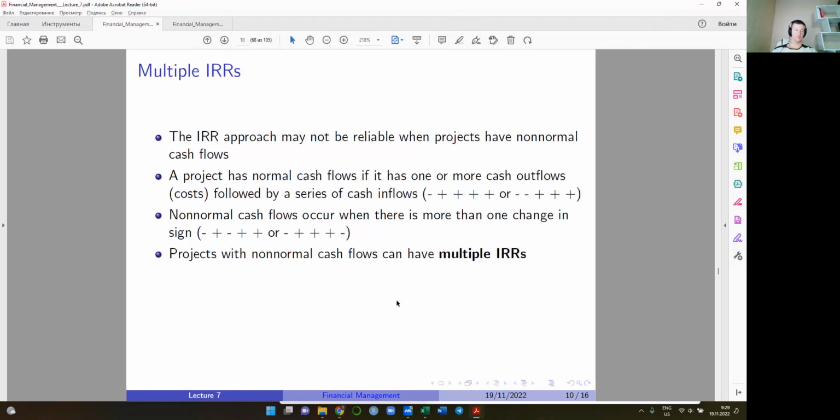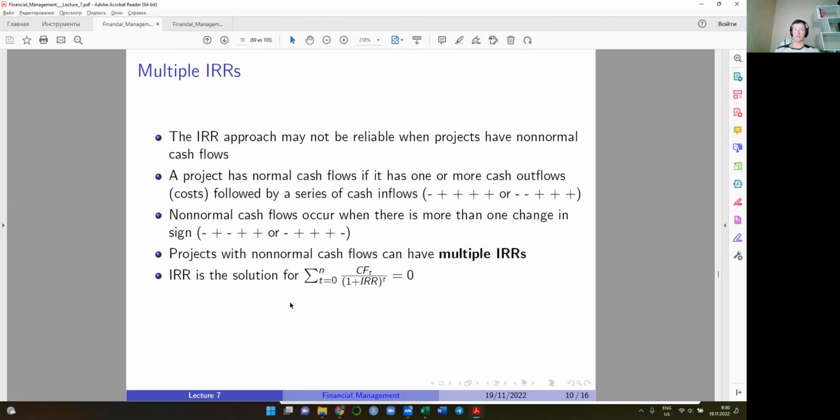And this is a completely technical, formal, mathematical question: if a project has non-normal cash flows, it can have multiple internal rates of return. Why?